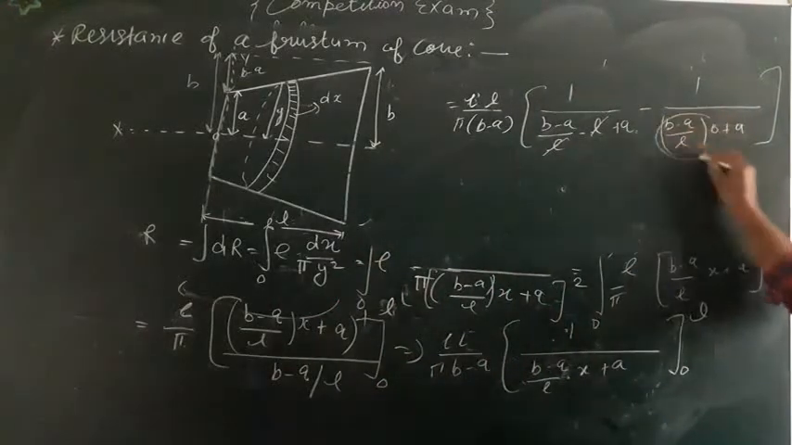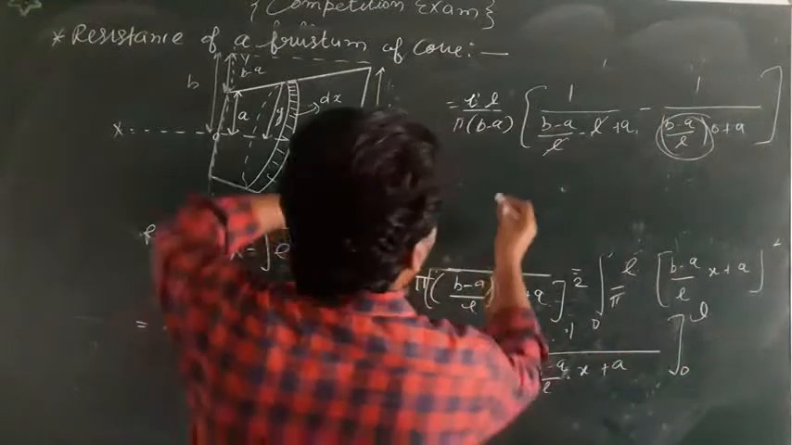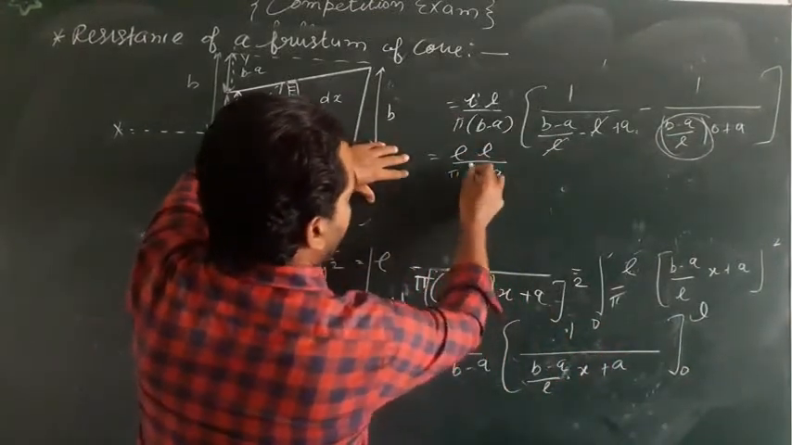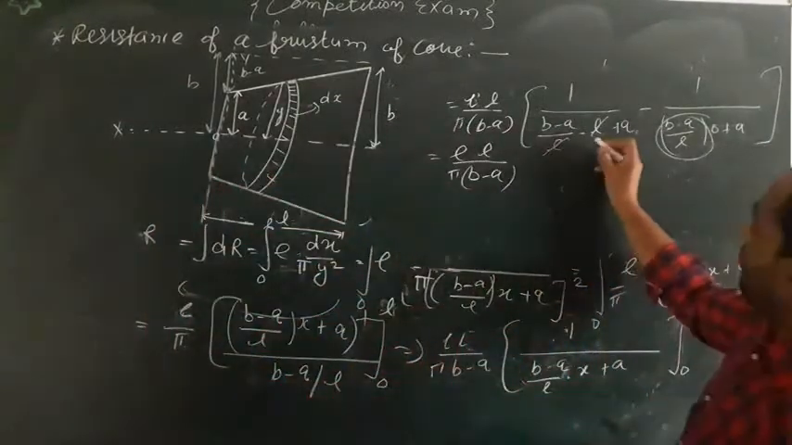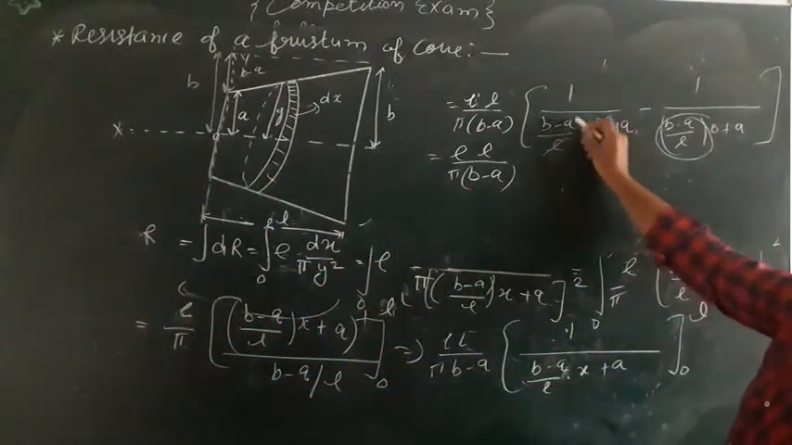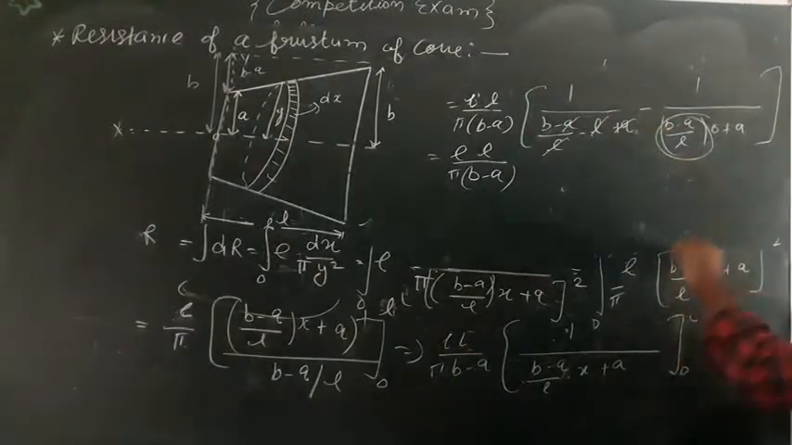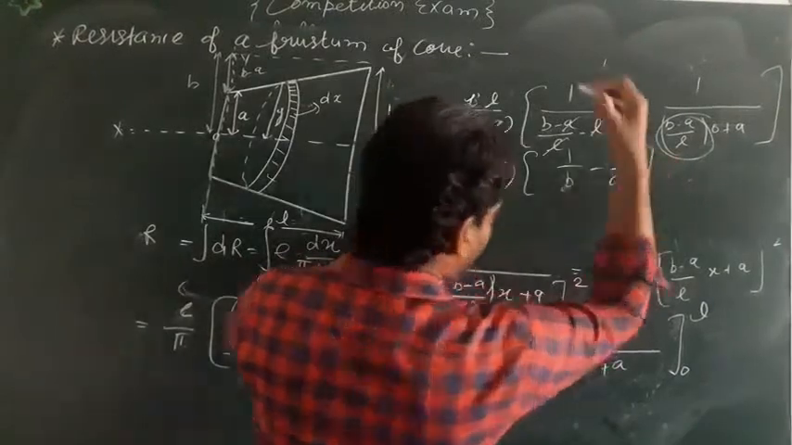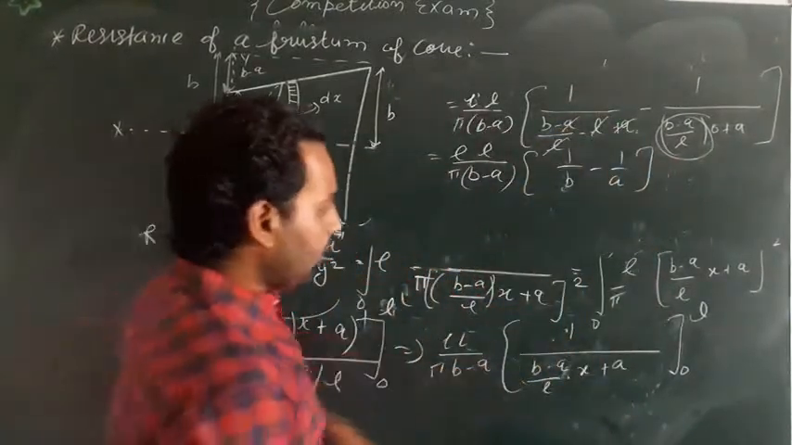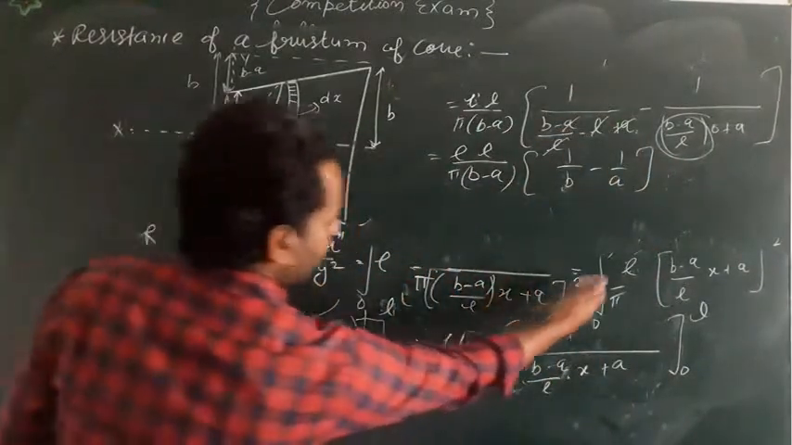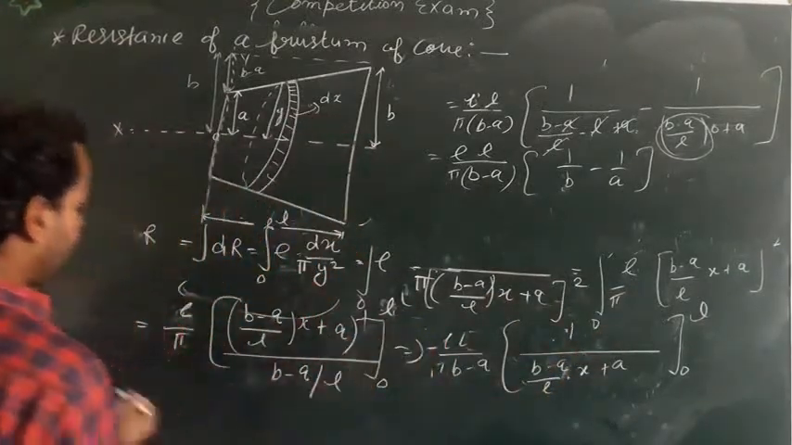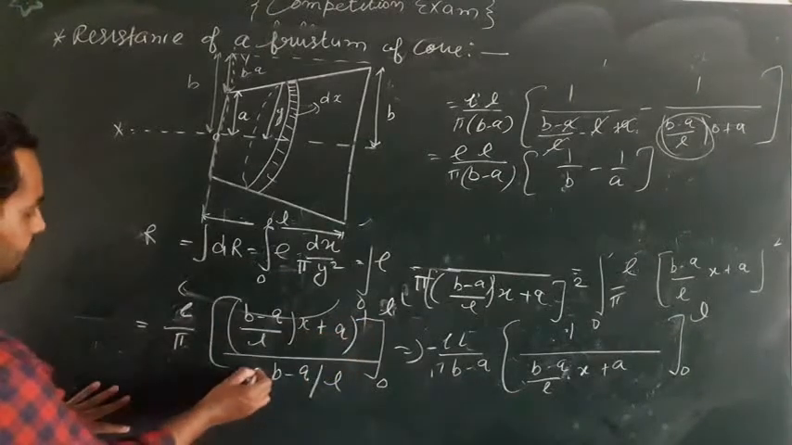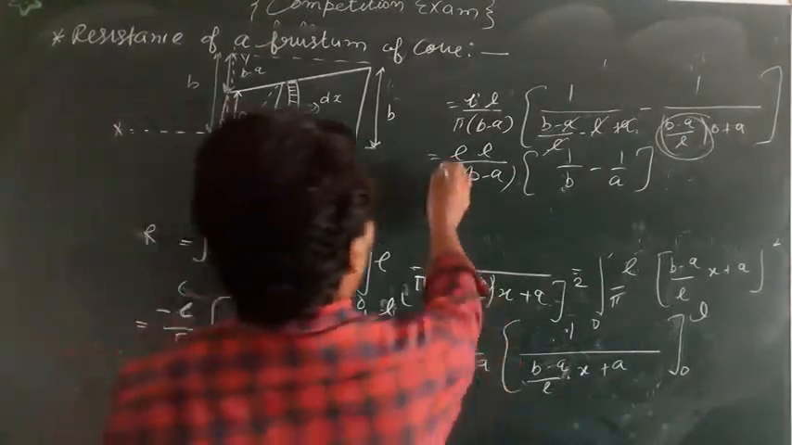So now this whole term became 0. Inside, what is left here is rho L by pi b minus a. So this b minus a plus a, this minus cancels with it, and in the bracket it comes out to be 1 upon b minus 1 upon a. Also, when we solve it, the minus 2 plus 1 gives a minus sign coming here. Side by side the minus sign is coming here, so that minus sign we will take together.